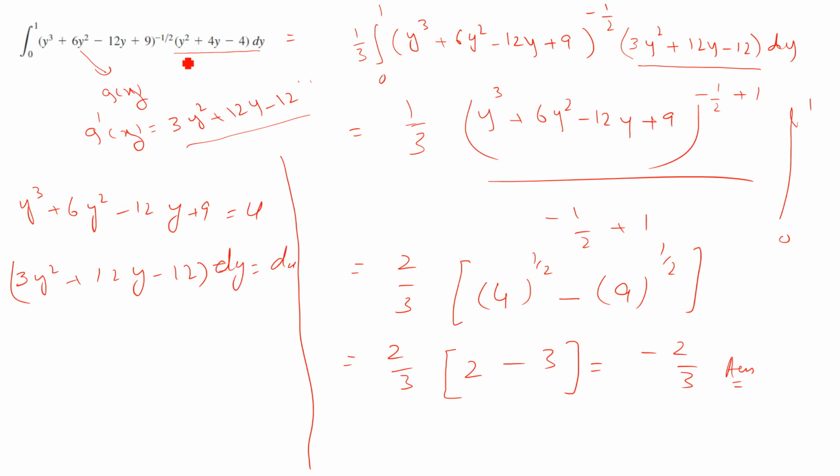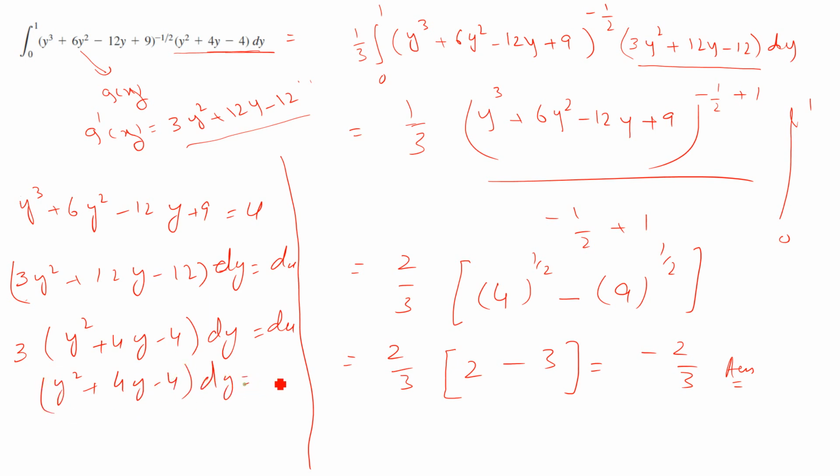Now we are required to find the value of this. So factor 3 out, we have y square plus 4y minus 4 inside. So this gives us the value of y square plus 4y minus 4 dy equals du divided by 3. So this is how you can make the substitution.